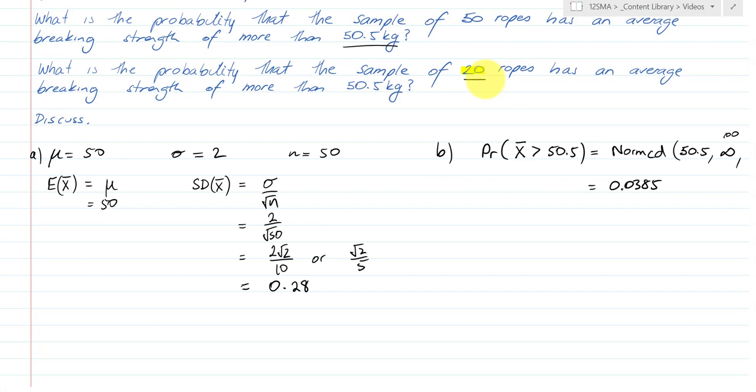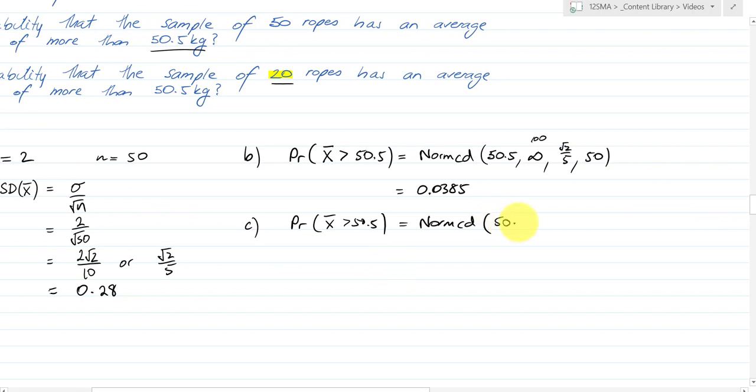So the point here is, if you're a company that's testing the breaking strength of your rope, taking a larger sample decreases your standard deviation, which increases the accuracy of your probability, and lowers the width of your confidence intervals, which we'll get to next. So the standard deviation for this new one will be over root 20. So this is part C. The probability that x bar is greater than 50.5 is also a normal CD calculation. In this case, I've got 50.5 up to infinity, which I'll do as 100.